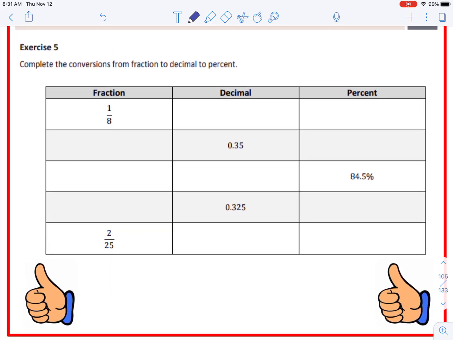Okay, so exercise 5 says complete the conversions from fractions to decimals to percent. So I have 1/8. I want you real quickly to pause the video and try converting 1/8 to a decimal and to a percentage. I am going to tell you 8 does not go into 100 evenly, so you need to divide.